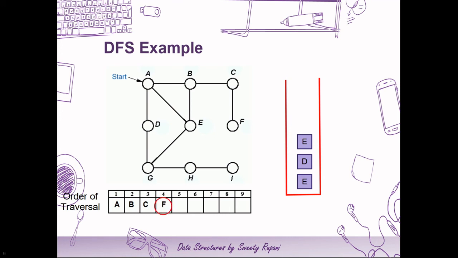Next element to pop out is E. E is popped out. Adjacent vertices to E, that is B and A, have already been visited. So only G would be pushed onto a stack. Next vertex to come out is G. G has adjacent vertices D, E and H, out of which E has already been visited. So it will push H followed by D.